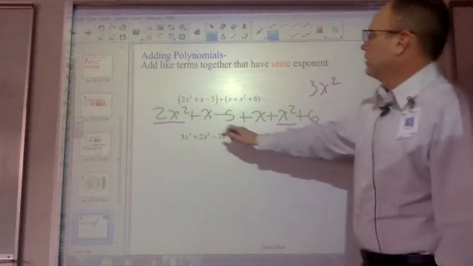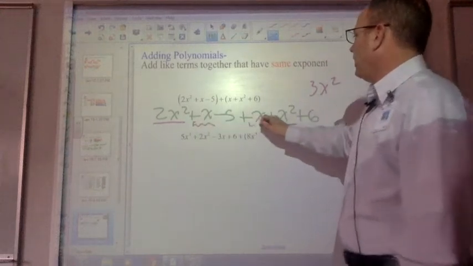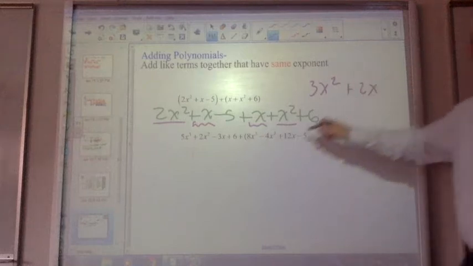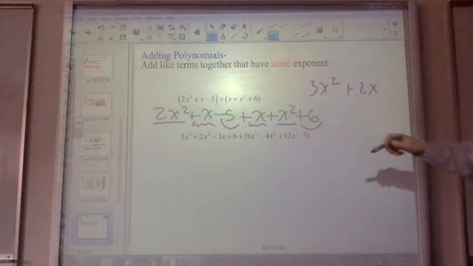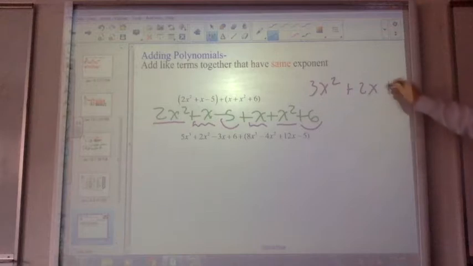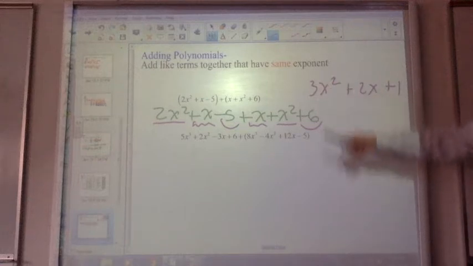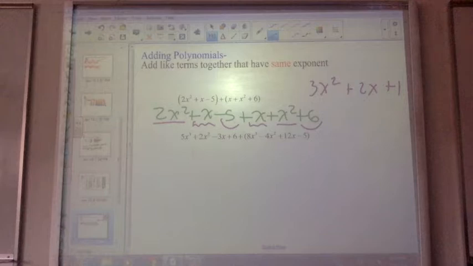Okay, now let's look at, I have an x and I have an x. How many x's do I have? 2x. And then I have this and this. So I get a plus 1, good. Hey, is this in descending order? It is, so it's in standard form. So this is a second degree, leading coefficient of 3. Trinomial. It's a quadratic because its highest degree is 2.